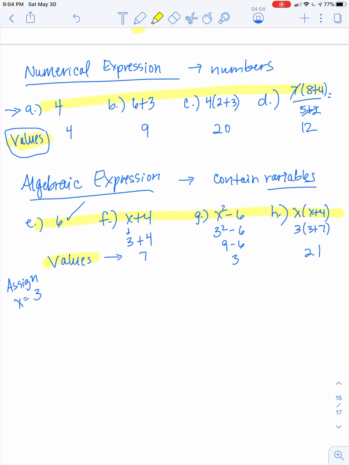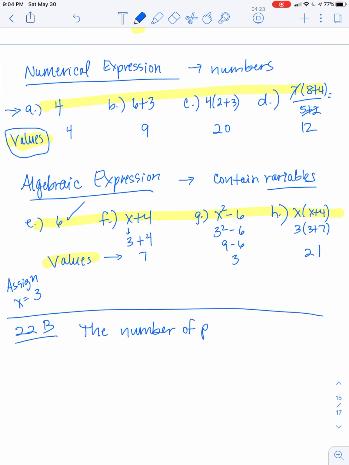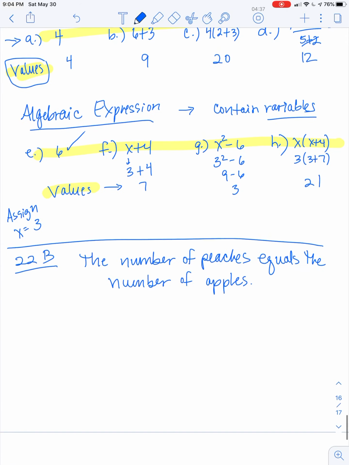Okay, now let's address 22B in your book, which is talking about statements and sentences. So I'm just going to give a little bit of an example here. In the book, they actually write this statement out: the number of peaches equals the number of apples. Seems pretty simple.